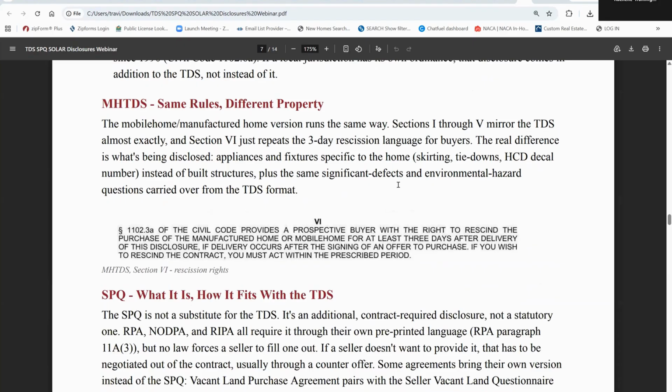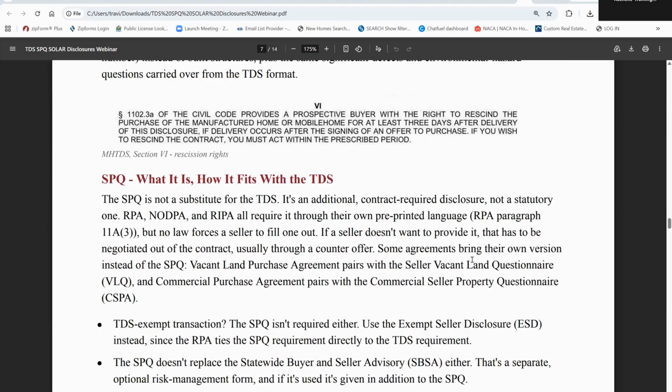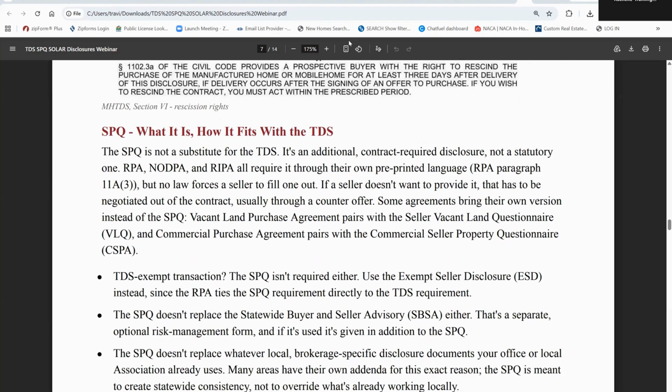The mobile home TDS, everything is the same except it has a few extra questions that pertain to mobile homes. So the real difference is what's being disclosed: appliances and fixtures specific to the home, skirting, tie-downs, HCD decal number, instead of built structures, plus the same significant defects and environmental hazard questions carried over from the TDS.